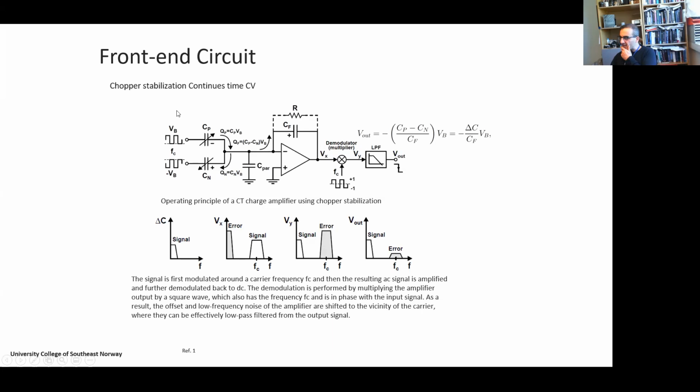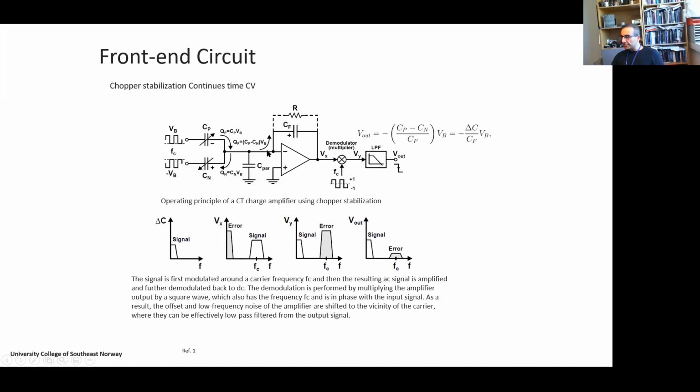And when this is modulated, the signal will be moved up to a given frequency, FC, which is the frequency of the signal at the input, and then the signal will be moved up to a higher frequency band.